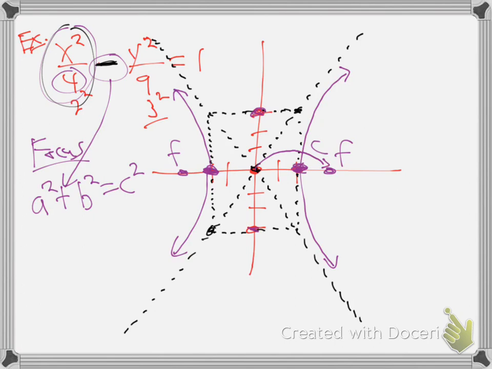Oh, and by the way, this one's easier to use than the other one. Why? Because they're added. So who cares what the order is? Remember all that careful thinking we did about which one's the bigger, which one's the smaller? Just forget it with the hyperbola. It's easy. Who cares? They're added.